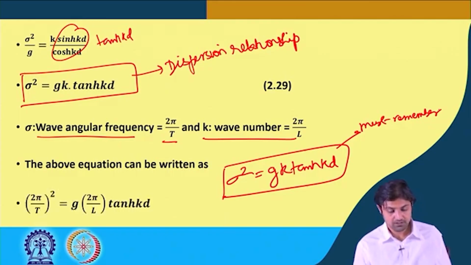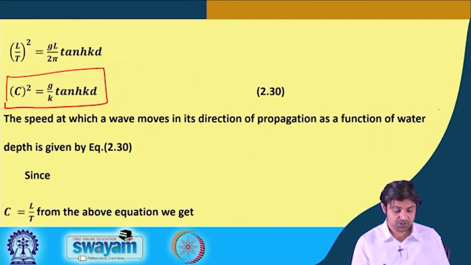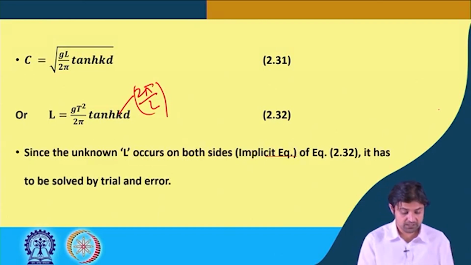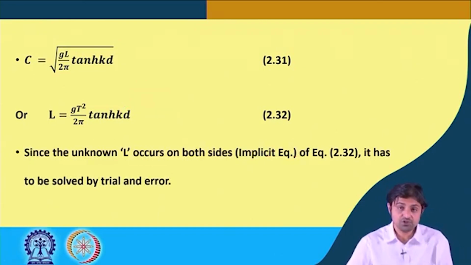Doing some manipulation here and there, we can also write L is equal to g T square by 2 pi tan h k d. This is also a different form of the dispersion relationship, and because L appears on both sides of this equation 2.32, it needs to be solved by the trial and error method.